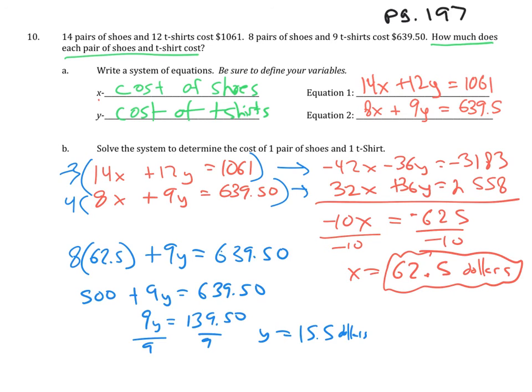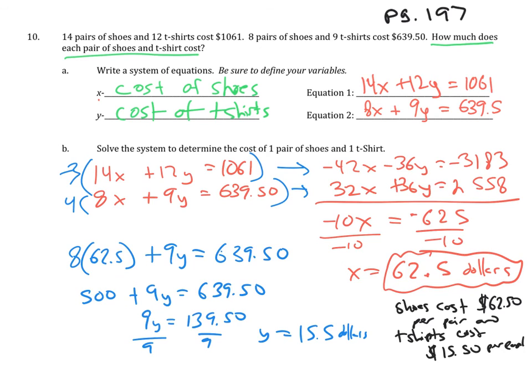So I can kind of write my final answer as shoes cost $62.50 per pair, and t-shirts cost $15.50 each. Well, not really per pair, $15.50 each.